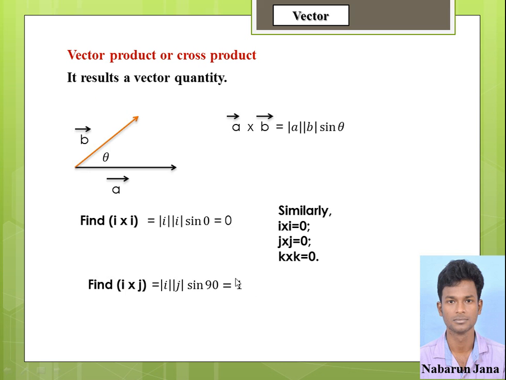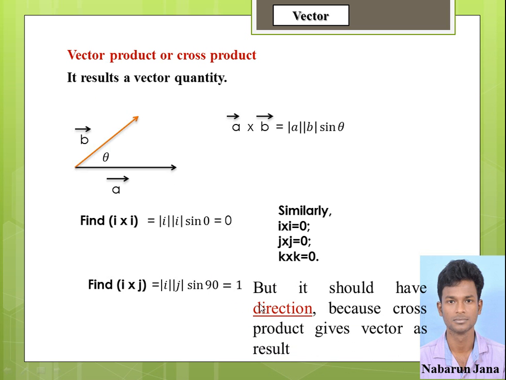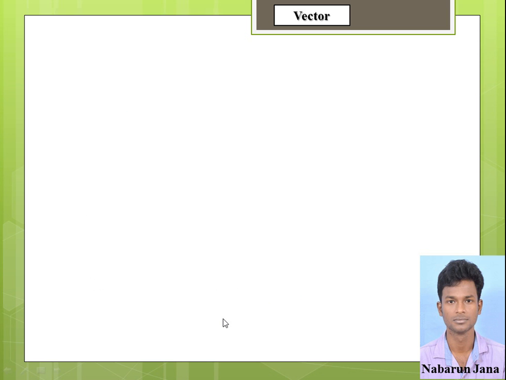Is 1 a vector quantity? No, it is not a vector quantity, it should have a direction. So I am going to find the direction of 1. It is written here, but it should have a direction, because the cross product gives a vector as a result.